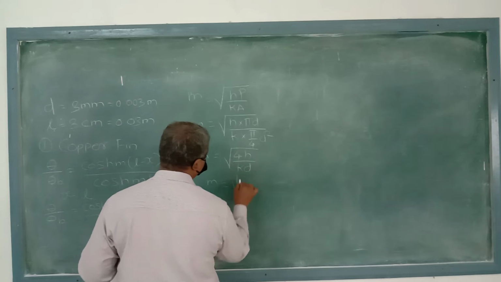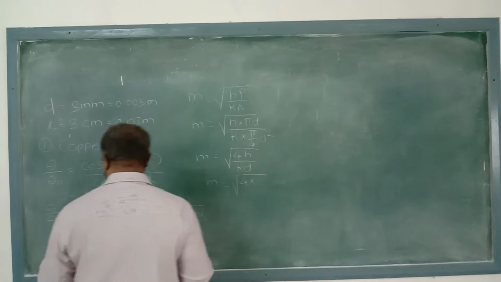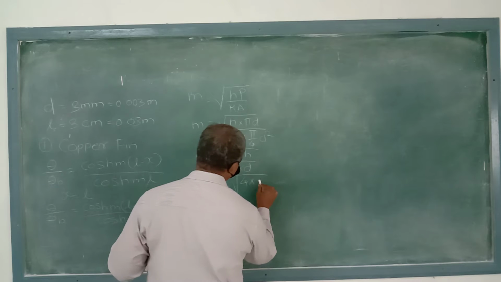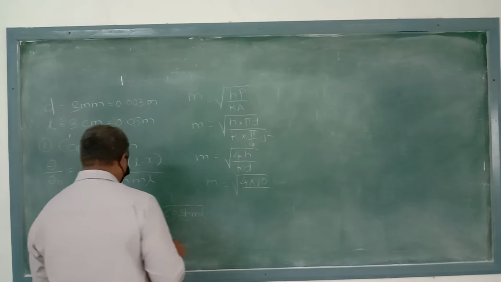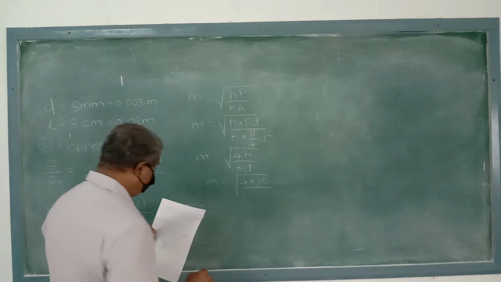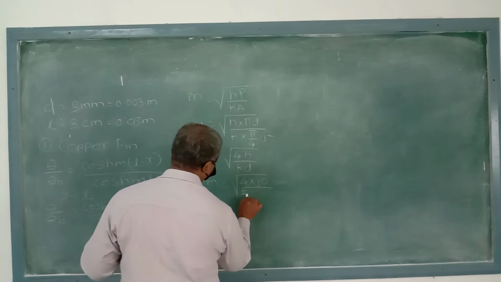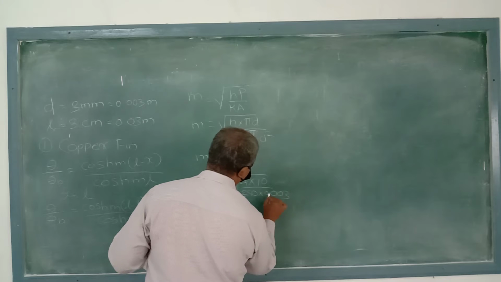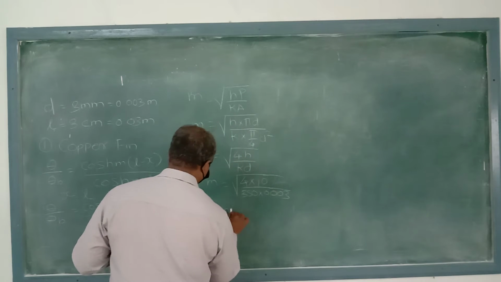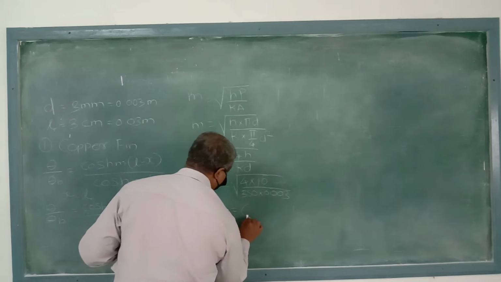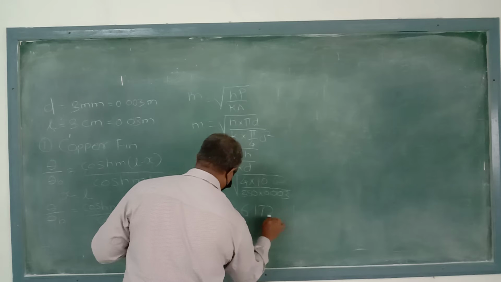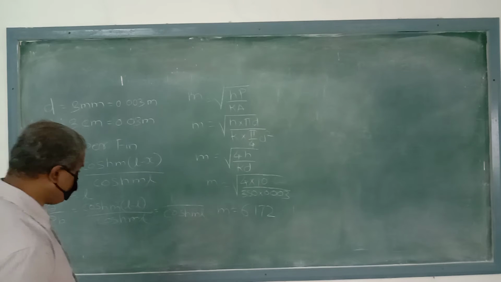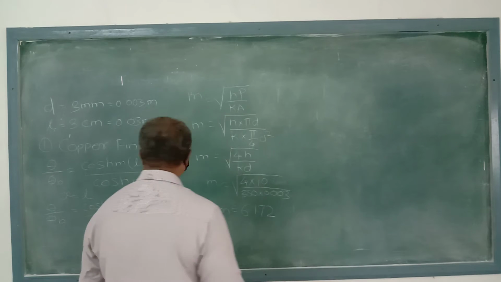They have mentioned in the problem the value of h. So h is equal to 10 watt per meter square Kelvin. And next they have mentioned the value of K 350 and diameter we have converted, 0.003 meter. So we are getting the value of m as 6.172.